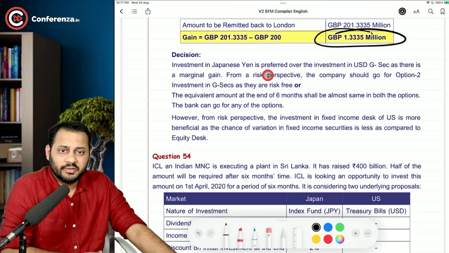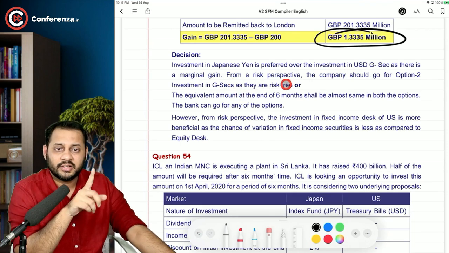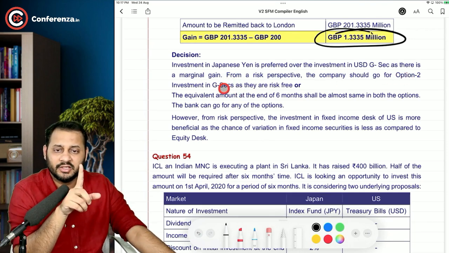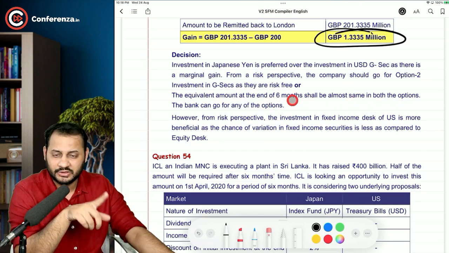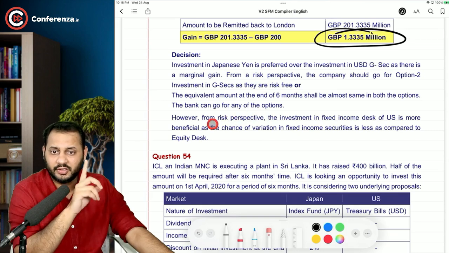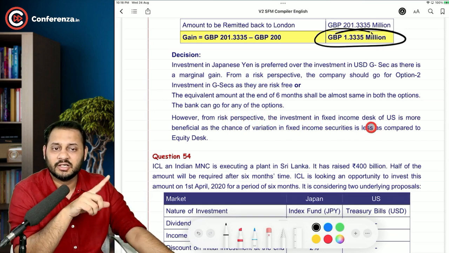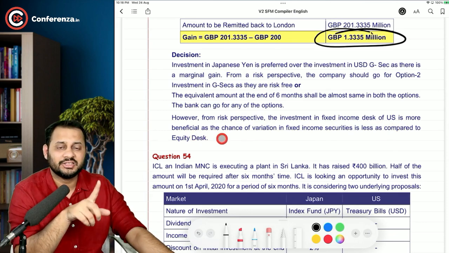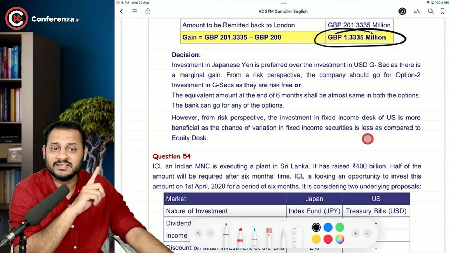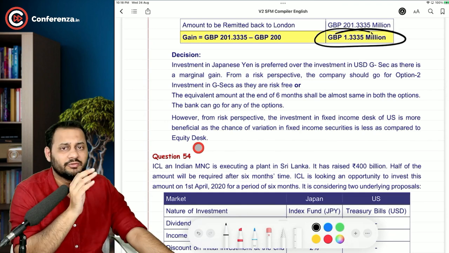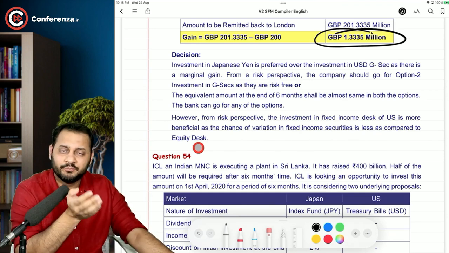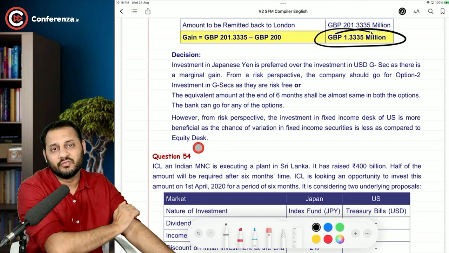Investment in Japanese yen is preferred over the investment in USD as there is a marginal gain. But from a risk perspective, the company should go for option 2, investment in government securities, as they are risk free. Or there can be another answer. The equivalent amount at the end of 6 months shall be almost the same in both the options. The bank can go for any of the options. But from the risk perspective, the investment in the fixed income desk of the US is more beneficial as the chance of variation in the fixed income security is lesser as compared to the equity desk of Japan. All in all, it wants to say the same thing, that if the returns are the same, go for the risk-free security instead of equity. Got it?